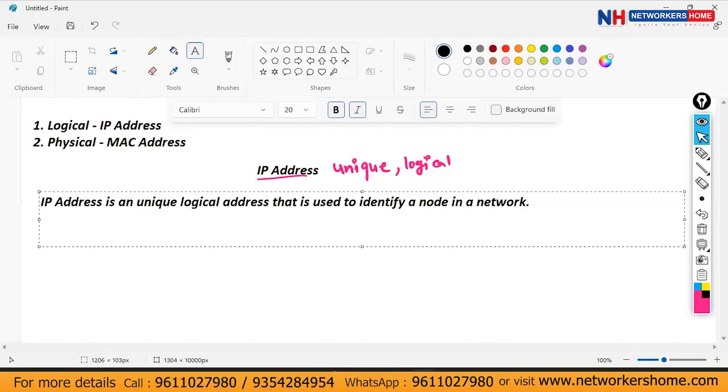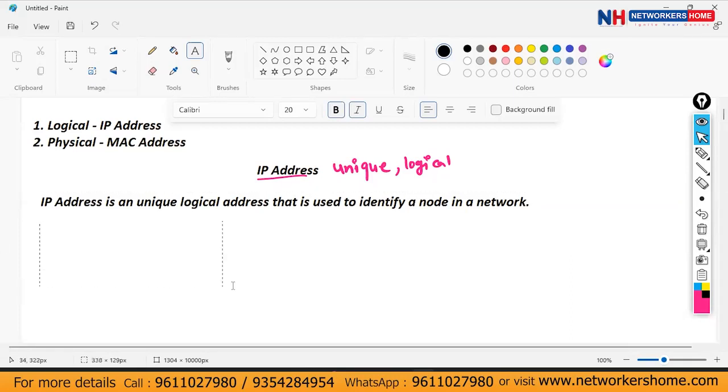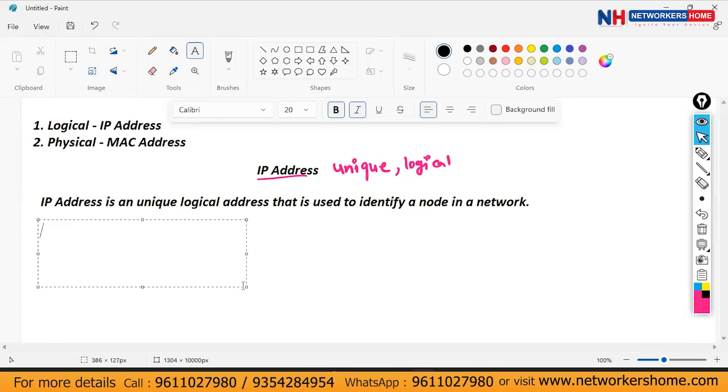So in this one definition, we covered the points. It should be unique. It should not repeat. And this is a logical type of address, means it is not fixed with the device. It can be changed. Okay. Then your IP address, it has two versions. Okay.